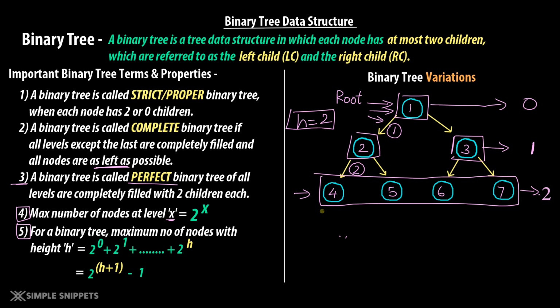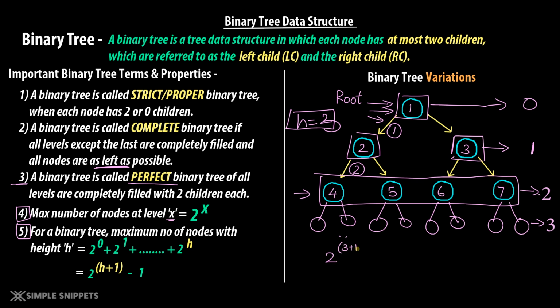So just to clarify, if we had one more level, or one more value added to the height, how many nodes would we have? Let's apply this formula again. The height now would become 3 because we have 4 levels, and we have 2 raised to 3 plus 1 minus 1, which is equal to 2 raised to 4 minus 1, which is 16 minus 1, which is 15. So let's calculate the maximum number of nodes in this binary tree. We already had 7, then we have 8, 9, 10, 11, 12, 13, 14 and 15. So you can see this formula holds true.